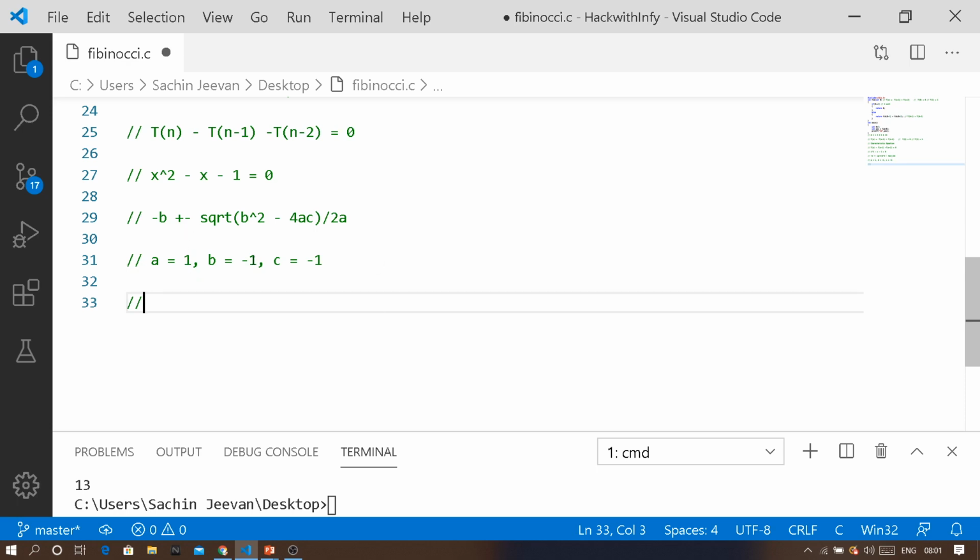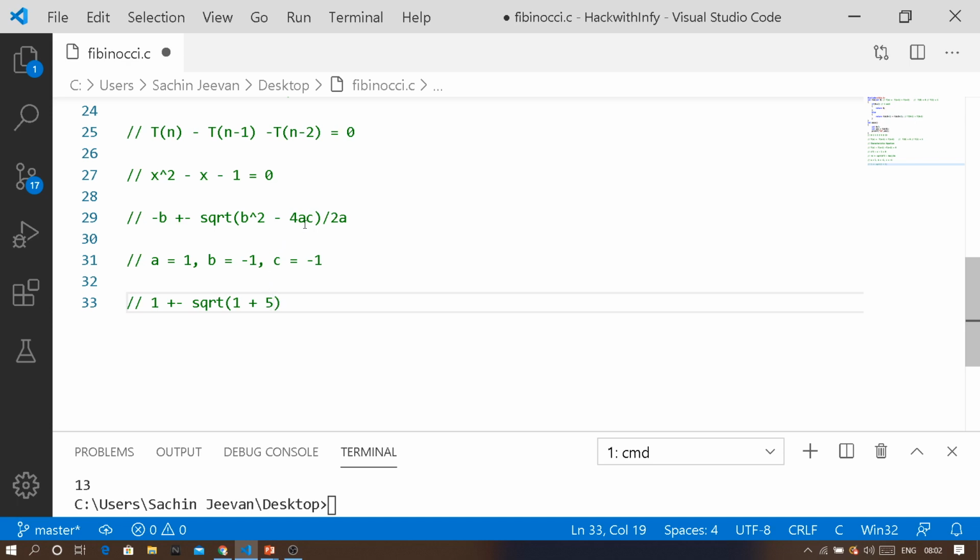If b is equal to minus 1, then what will be minus b? Minus multiplied by minus, so product of negative sign and negative sign is positive. So this is equal to 1 plus or minus square root of, what is b square? B square means minus 1 square. Minus 1 square is positive 1 minus 4ac. So what is 4a? 4 multiplied by 1 is 4. Then c is minus 1. So 4 multiplied by minus 1 is minus 4. So minus into minus will become plus.